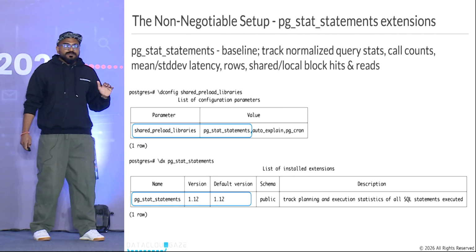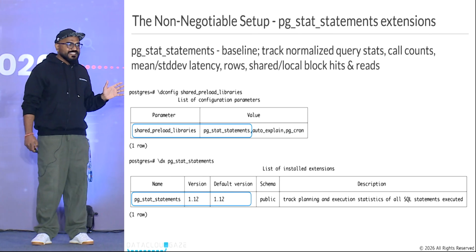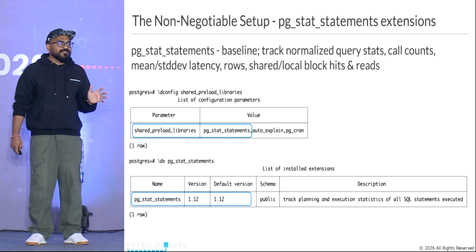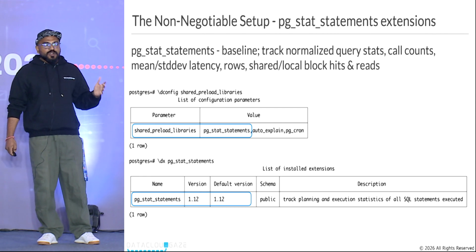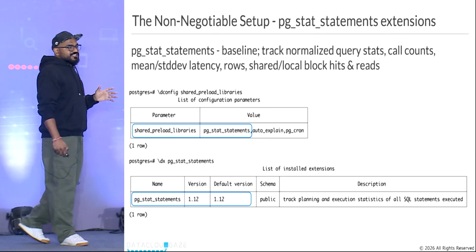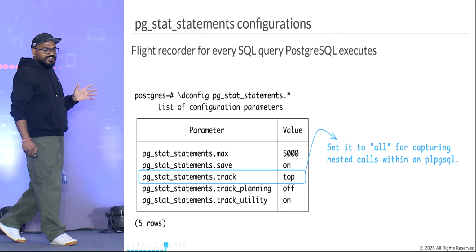There's an extension in Postgres available as part of contrib itself. I hope most of you know pg_stat_statements. It's one of my favorite extensions. This is something that you should always have in most of the production setups that we are running. It's primarily a flight recorder for all of the queries. It's an available extension, and it's always good to have it. It also has its own configurations.